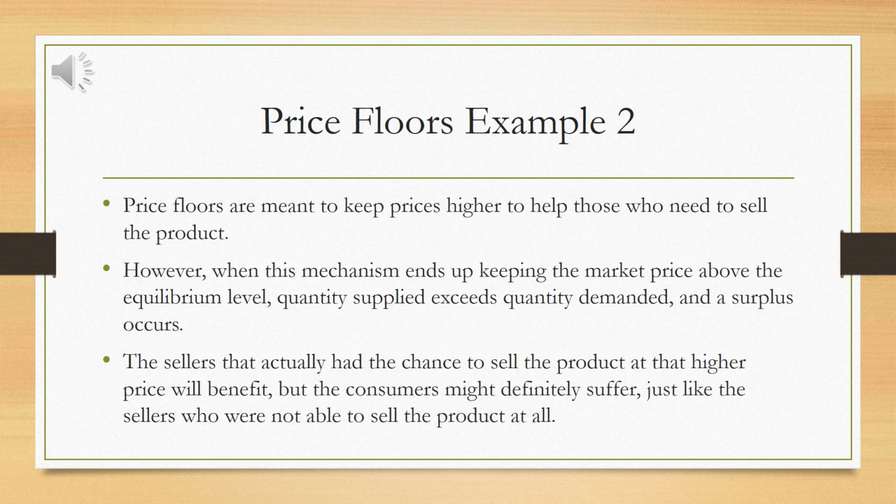Price floors are meant to keep prices higher to help those who need to sell the product. However, when this mechanism ends up keeping the market price above the equilibrium level, quantity supplied exceeds quantity demanded, and a surplus occurs. The sellers that actually had the chance to sell the product at that higher price will benefit, but the consumers might definitely suffer, just like the sellers who were not able to sell the product at all.